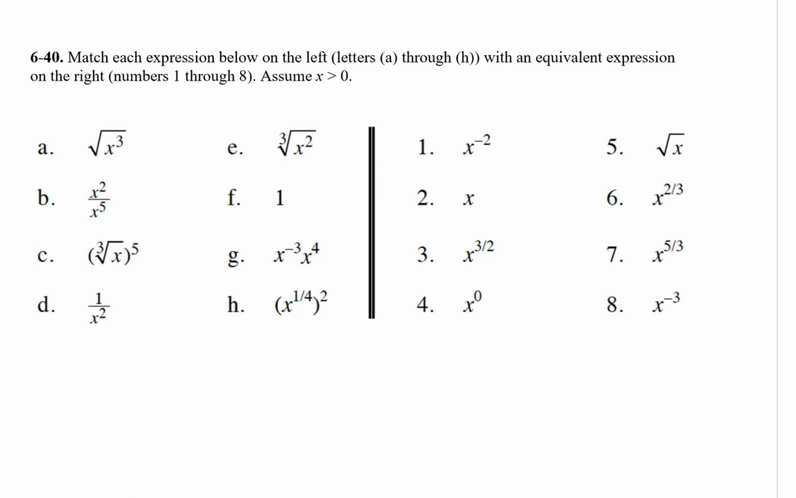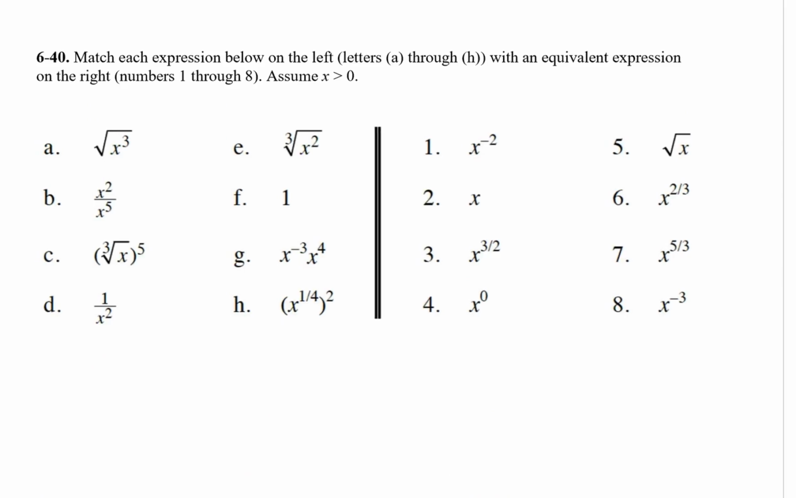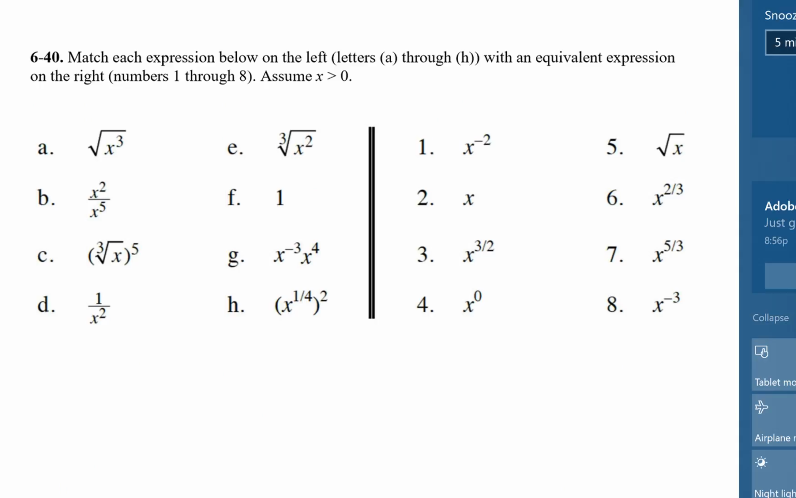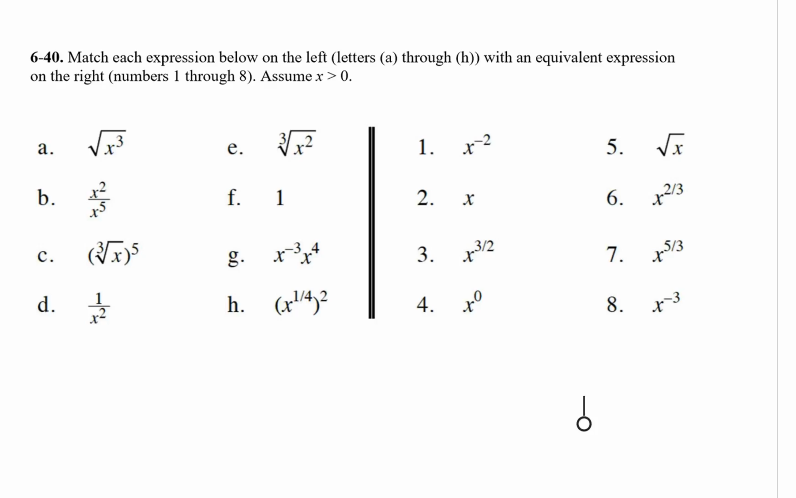So it says match each expression below on the left, letters A through H, with an equivalent expression on the right, numbers 1 through 8. Assume that x is positive. Okay, I appreciate that. So we're going to assume x is positive numbers.